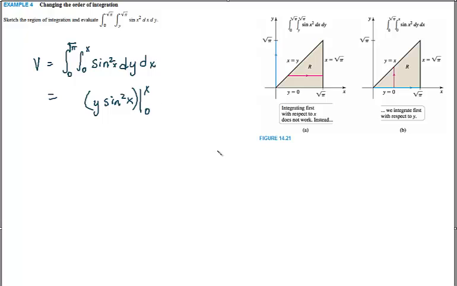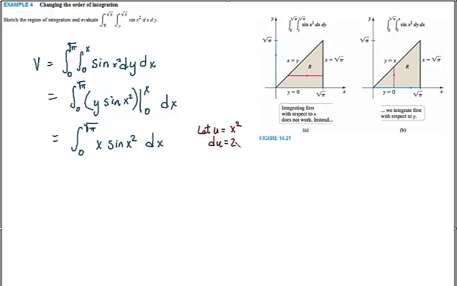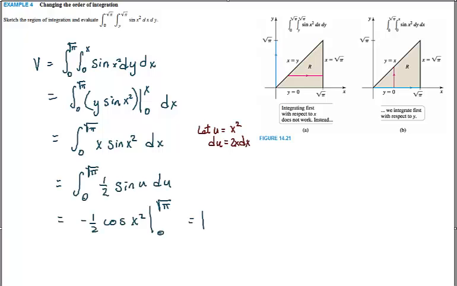Oops, I put my square in the wrong place. I'll fix that. Now this one I can integrate as, let's let u equal x squared. That means du is going to be 2x dx, and I'll integrate with one of our old techniques there. Alright, and there we have it. Our volume for this region is A1.